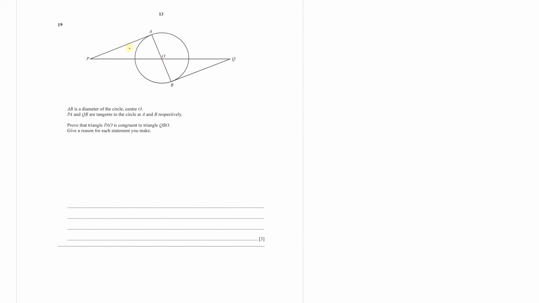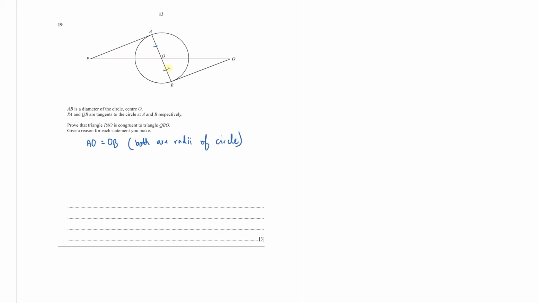So I find that to solve these types of questions, it's better to start marking all the angles or sides that we know are equal, so that we can see which property, which test basically, we can use to prove that these two triangles are congruent to each other. So we know that AB is the diameter of the circle, that means that AO and OB are both radii. So this side and this side are equal. So AO equals OB because both are radii of the circle.